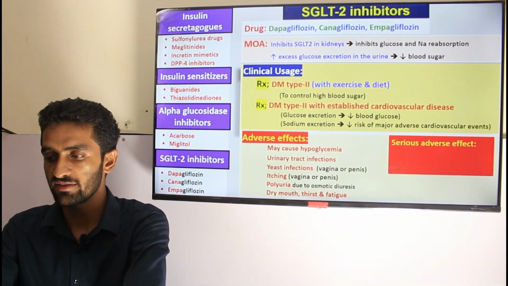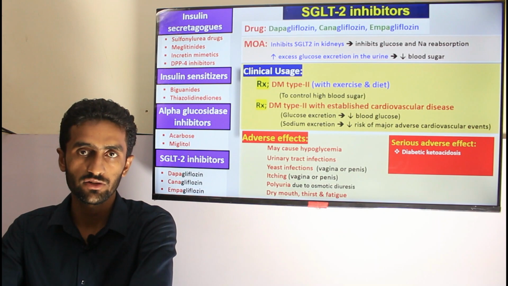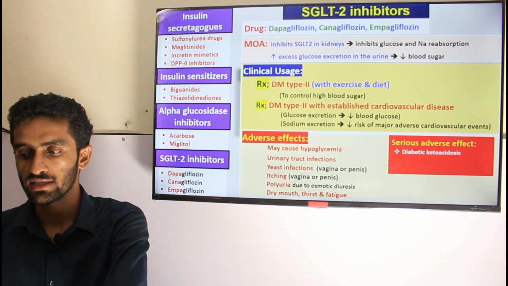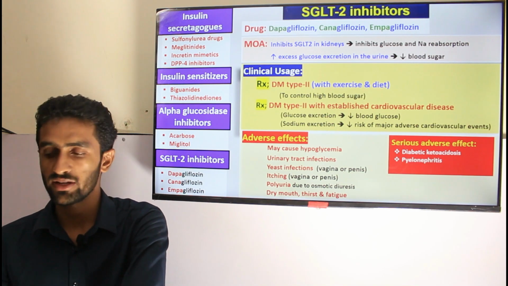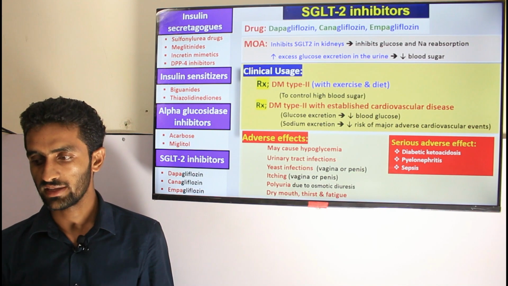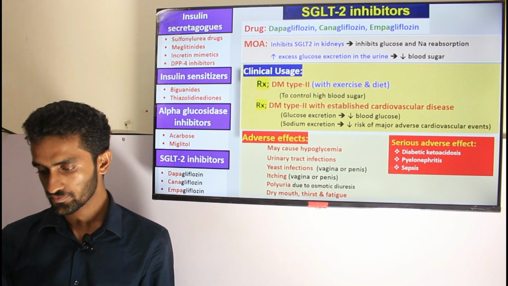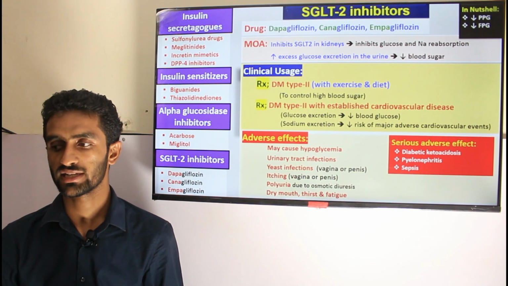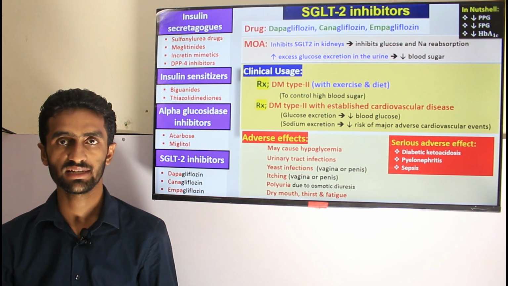But there are some severe adverse effects like diabetic ketoacidosis, because when the glucose level is too low, this causes diabetic ketoacidosis, and pyelonephritis or sepsis. So these are very, very serious side effects. Okay, so in a nutshell, they are decreasing the postprandial glucose, decreasing the fasting plasma glucose, decreasing the HbA1c.